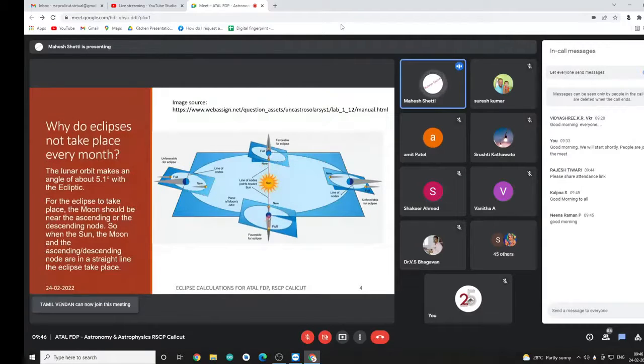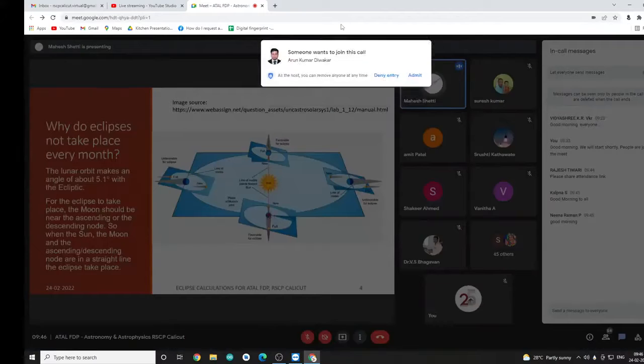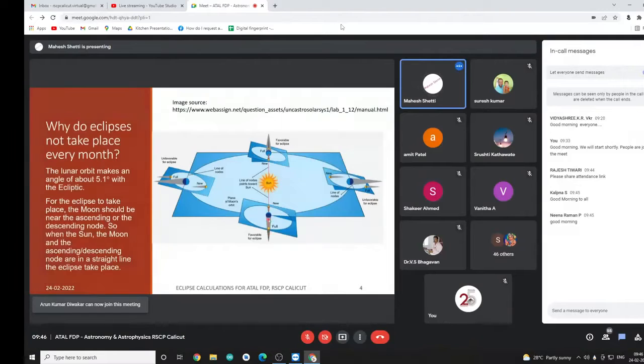Now, if the moon is on that intersection, or is very close to that intersection, then it will be close to the ecliptic. And then we can see over here, in this case, the Earth shadow. The moon can come completely in the earth shadow, and a lunar eclipse can take place. Similarly, when the moon comes between earth and sun, it can obstruct the sun and a solar eclipse will take place.